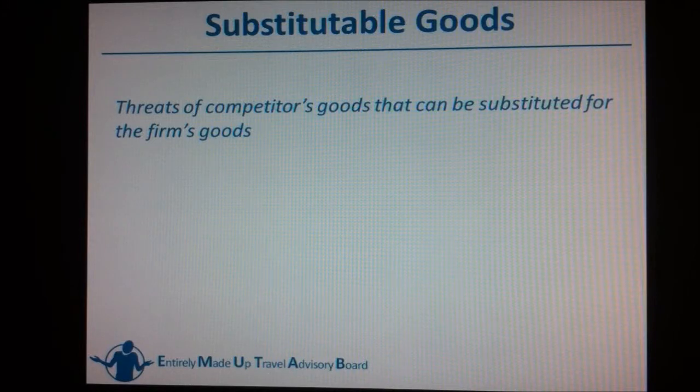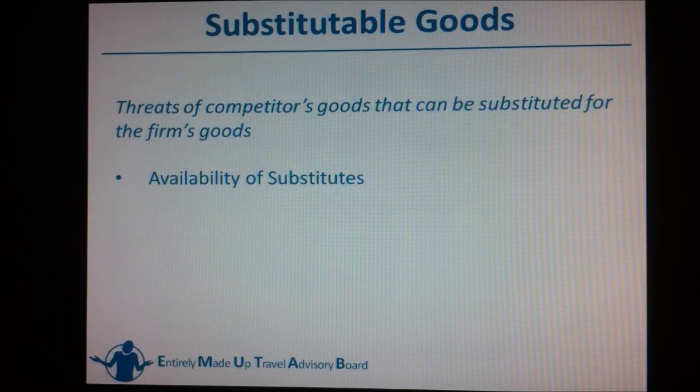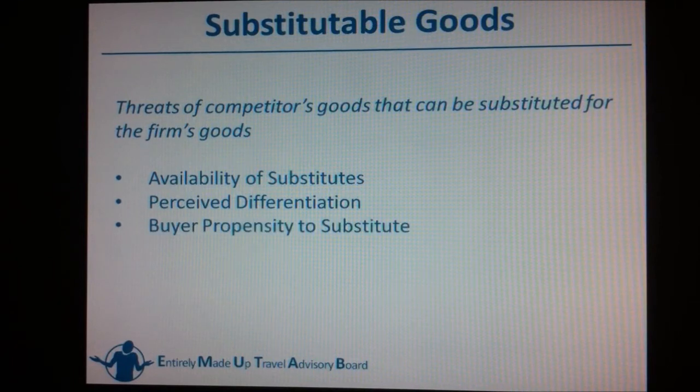Now, let us move on to substitutable goods. Substitutable goods threaten firms when there are large availabilities of substitutable goods, low levels of perceived differentiation, and buyer propensity to substitute. In short, when there are many substitutable goods in the market, these goods are perceived as homogeneous in quality, and buyers have no reticence in switching across products, merchants cannot charge a premium over their competitors, as they risk losing all of their business to other merchants charging lower prices.